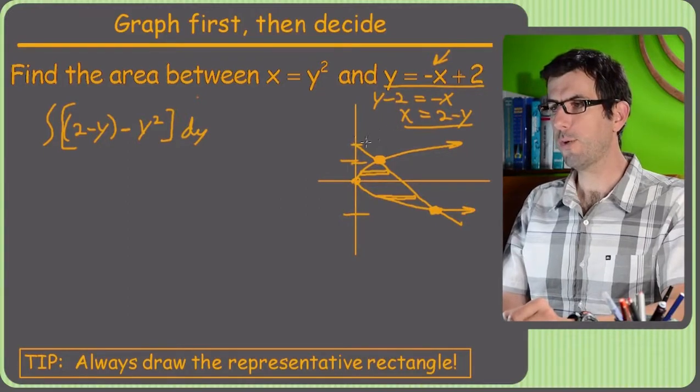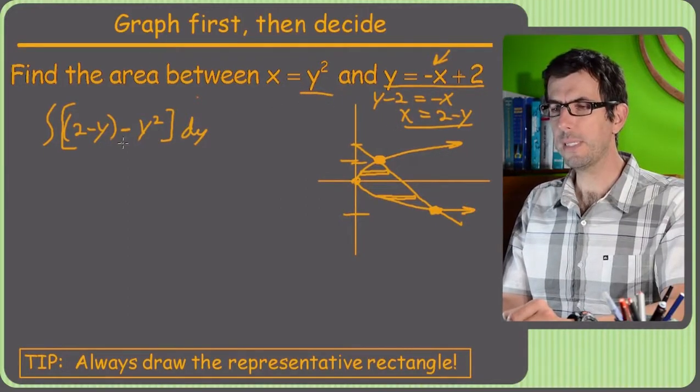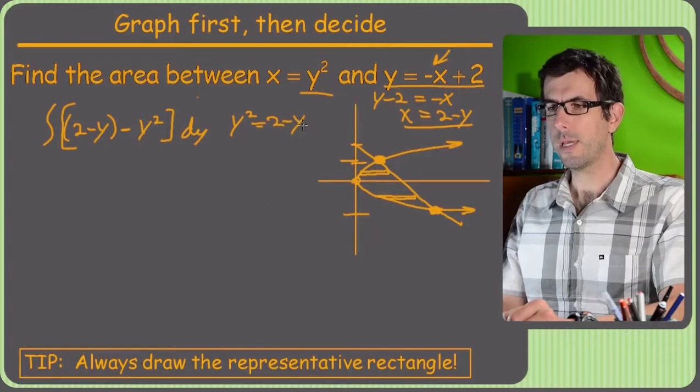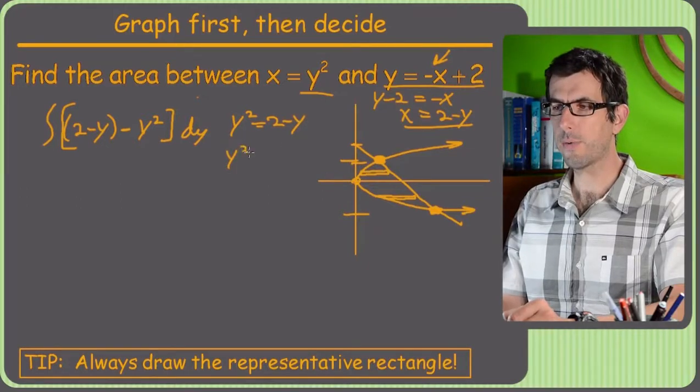Yeah, why not? So we'll just set these two things equal to each other. We'll set y squared equal to 2 minus y. So it looks like a factoring situation. We've got y squared plus y minus 2 equals 0.